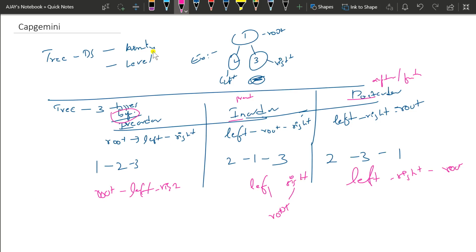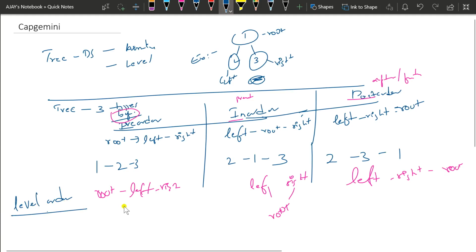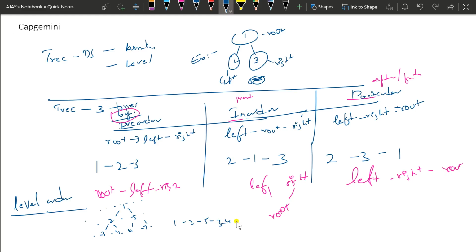One more traversal is there, which is level order. If we take the example like 1, 2, 3, 4, 5, 6, 7, the level order will traverse level by level. So the level order traversal will be like 1, 2, 5, 3, 4, 6, 7. So that's the basic info about tree traversals.